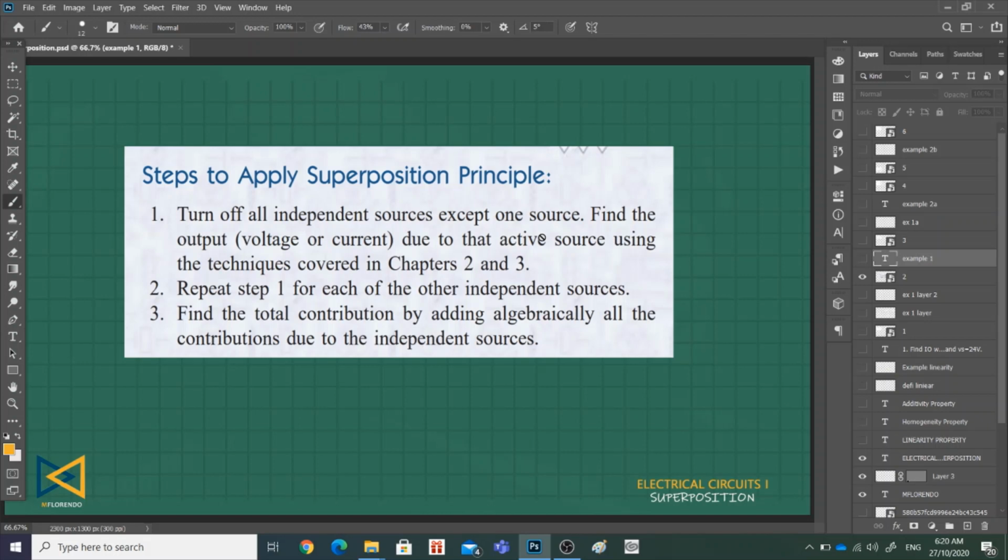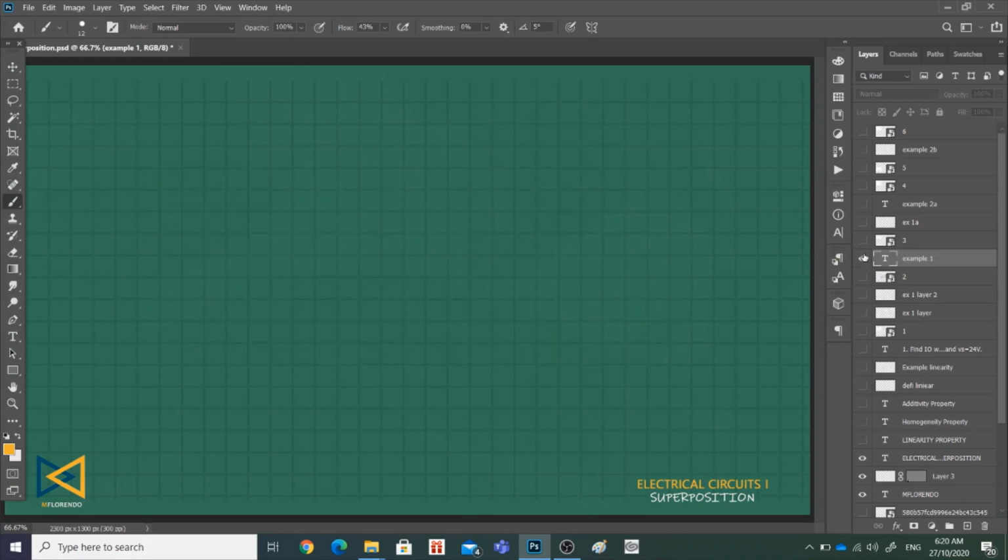So, i-on mo yung isang source uli and then off mo yung isang source. And then, yung total contribution or yung real or actual value ng voltage or current will be the total contribution by adding algebraically all the contributions due to the independent sources. Okay, mag-example tayong isa para mas malinaw siya.